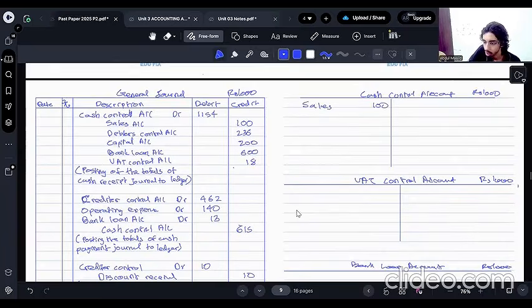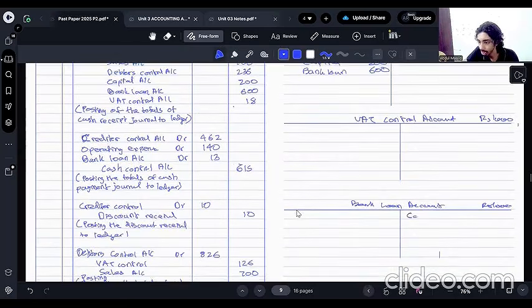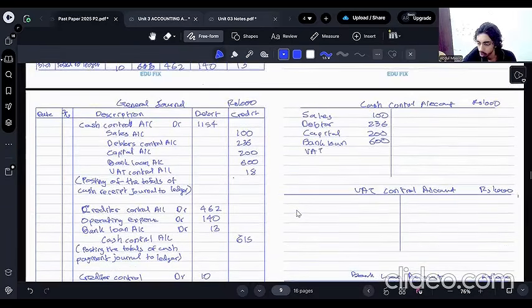Sales 100, debtor 236, capital 200, bank loan 600. Now you have a bank loan account, right? In bank loan account, you can say cash 600 credit. Okay. And then VAT control 18. Then you can credit it to the VAT saying cash 18.